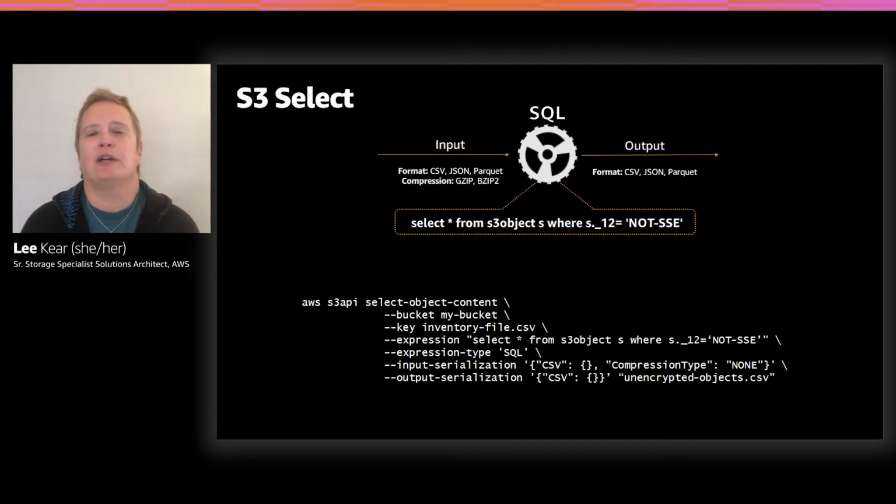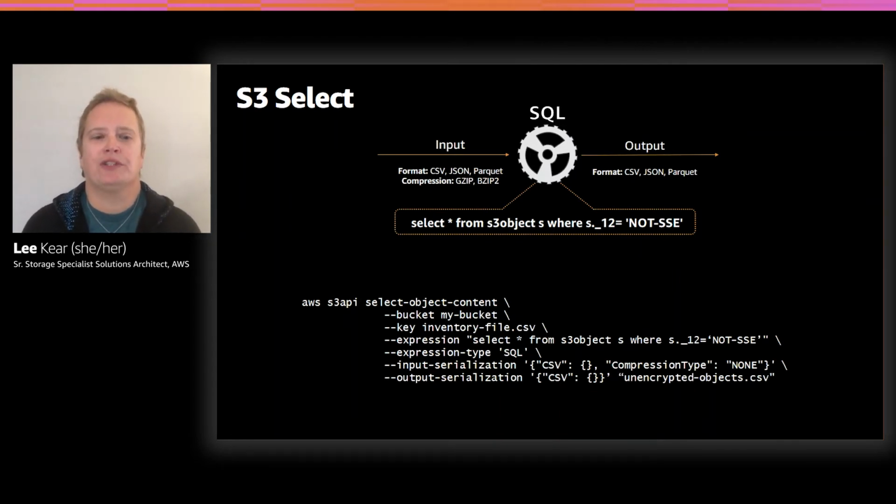There are several ways to accomplish this, and for more complex use cases, we might want to use a tool like AWS Athena, but S3 Select will fit the bill here nicely for us. So here we have an example of the AWS CLI to perform the S3 Select command on our inventory file, where we only get the rows where the 12th segment is not SSE.